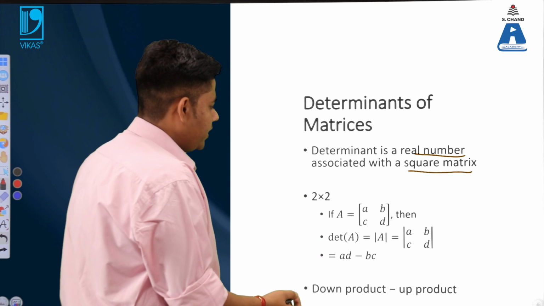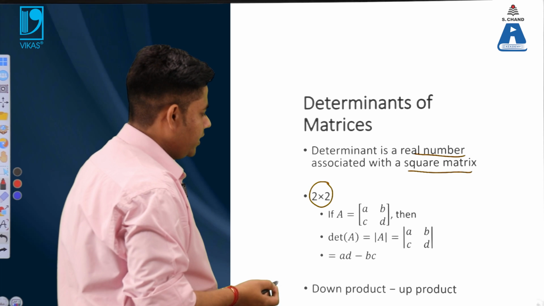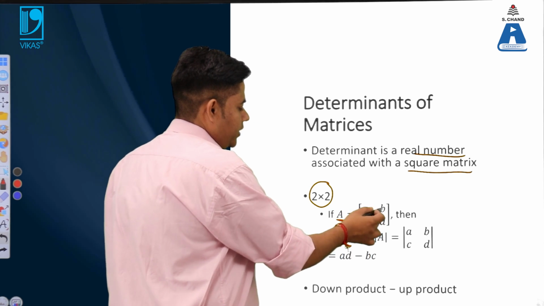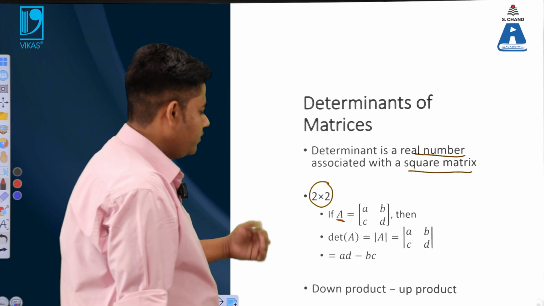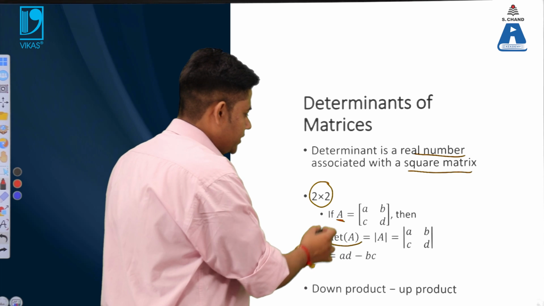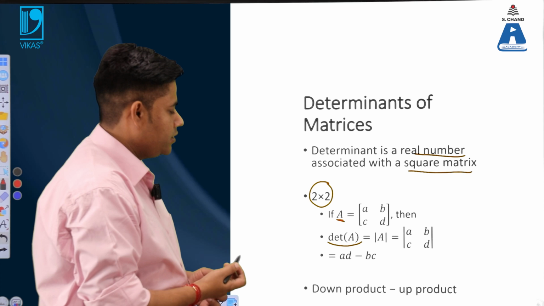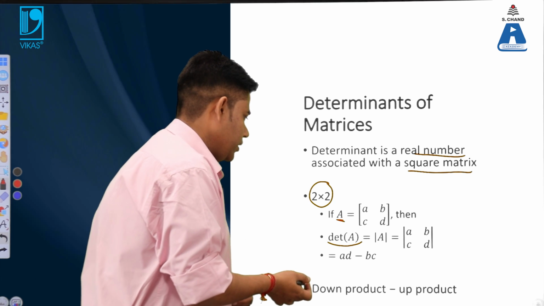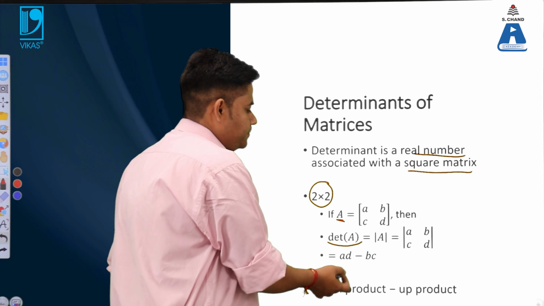Let's say we have a case of a 2 by 2 matrix, having elements A, B, C and D, and we want to find out the determinant of the matrix. Determinant, as I have told you, is a real number, and that real number is required. So how do we calculate it, or what is the procedure for finding out that determinant?